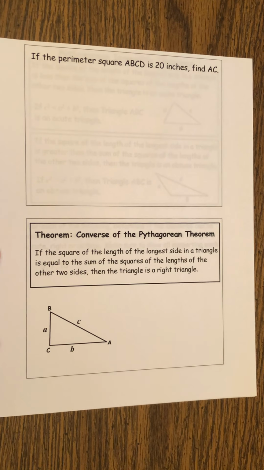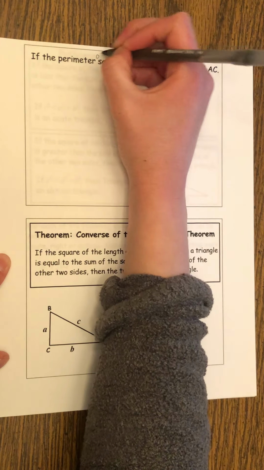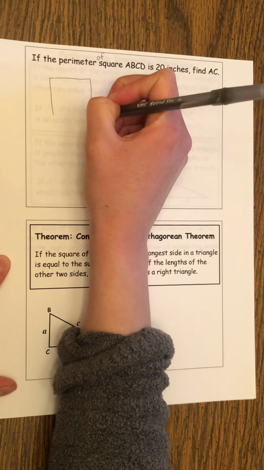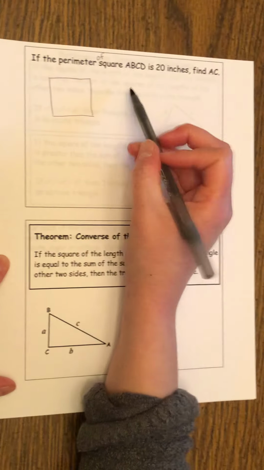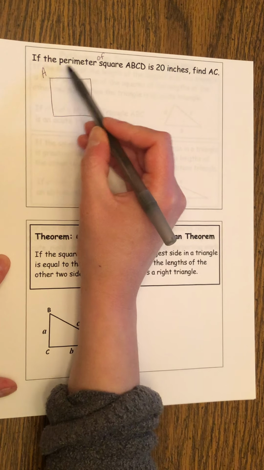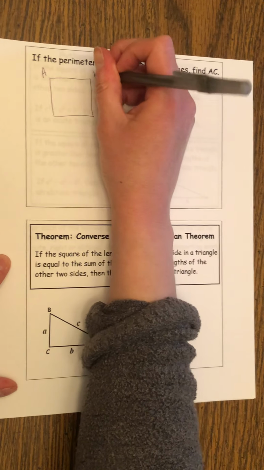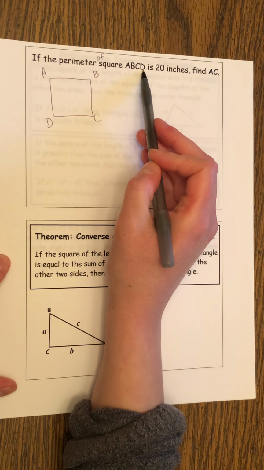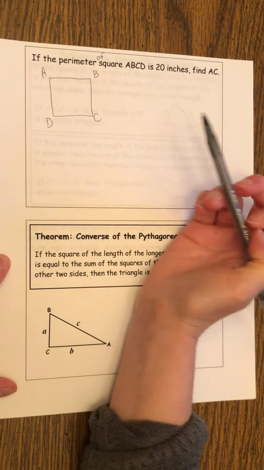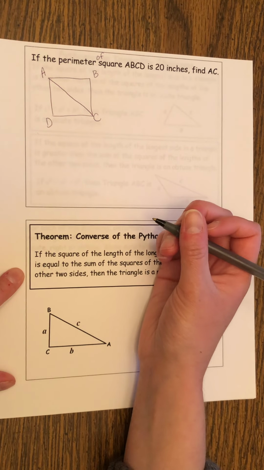All right, the next example says, if the perimeter of square ABCD is 20 inches, find the length of AC. So I'm going to draw a square. I'm going to pick a vertex to start labeling. So I'm going to start A here, and then I'm just going to go around the square in the order that's named here. So A, B, C, D. I want to find the length of AC, so that's this diagonal I'm going to draw in.